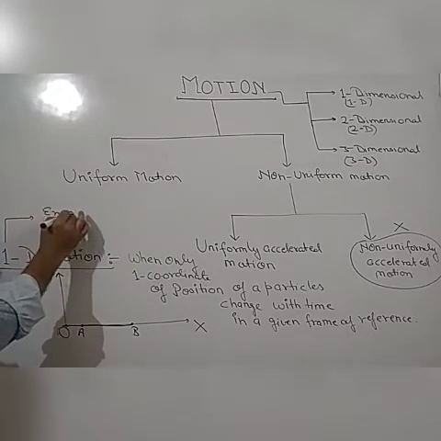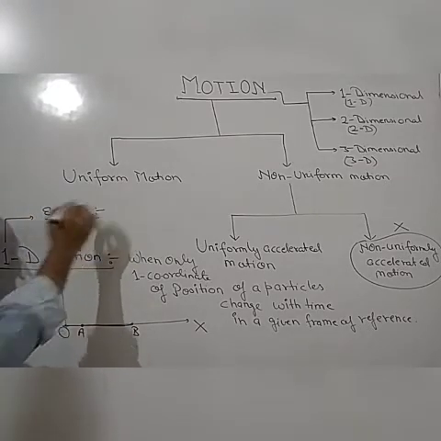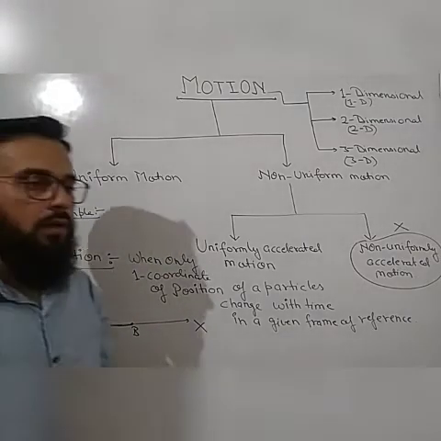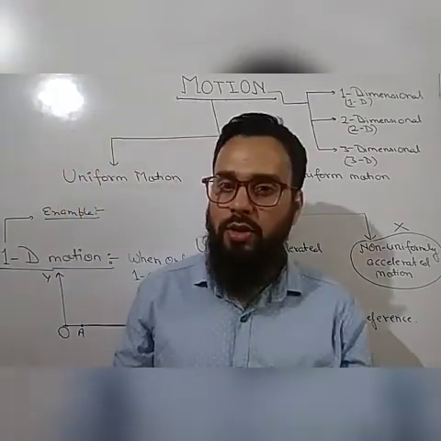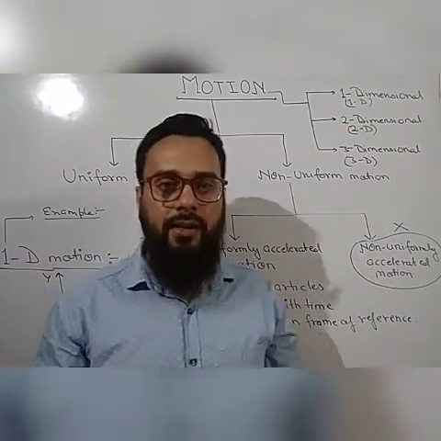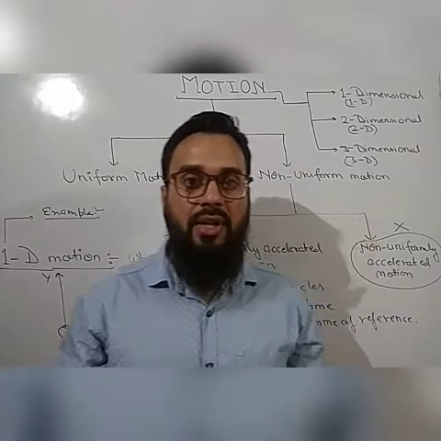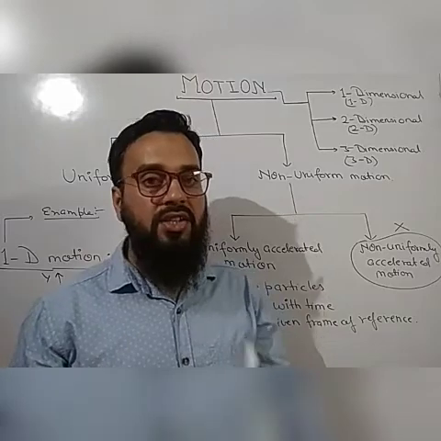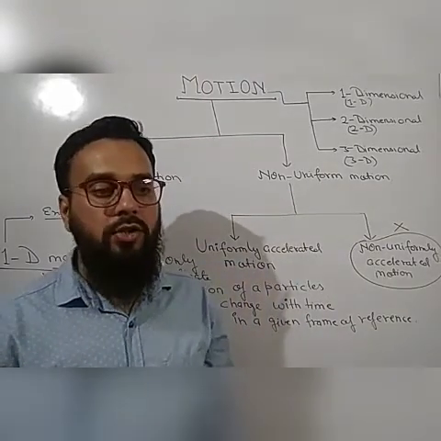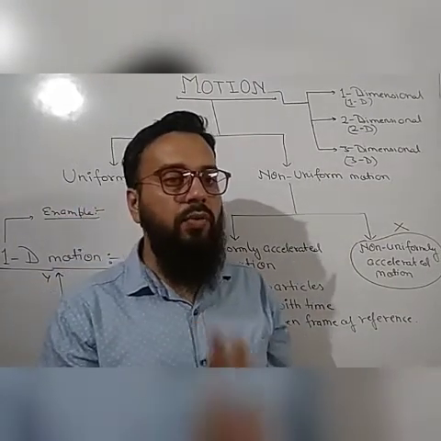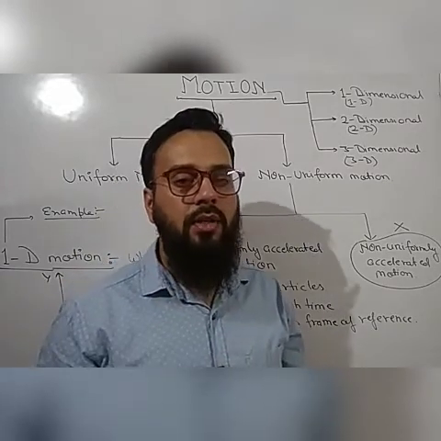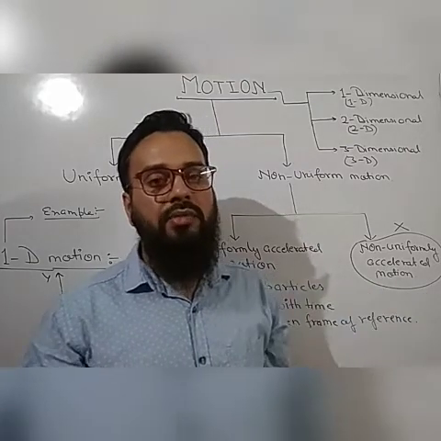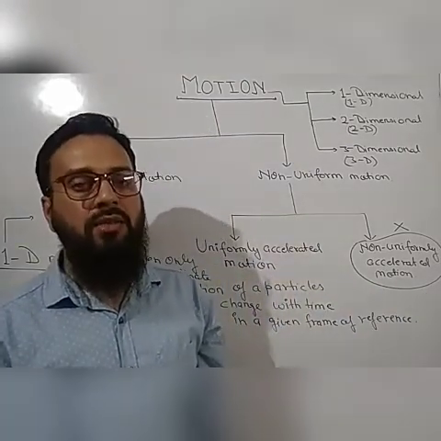For example, what will be an example of one-dimensional motion? Suppose the linear motion. If we talk about linear motion, any particle moving in a straight line. For example, if a car is moving on a straight road, the car is following a straight path. It is not moving here and there, it is moving in a straight way. Then we will say that only one coordinate, the x coordinate, is changing, so the motion of that car will be said to be one-dimensional motion.